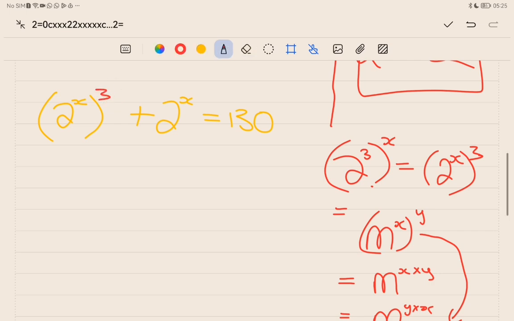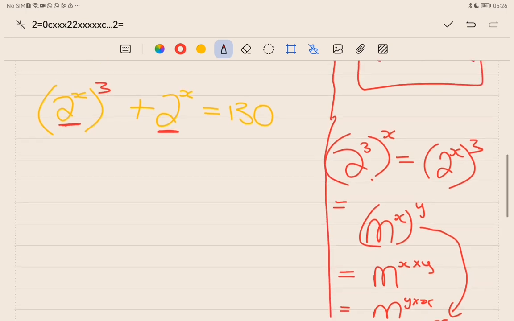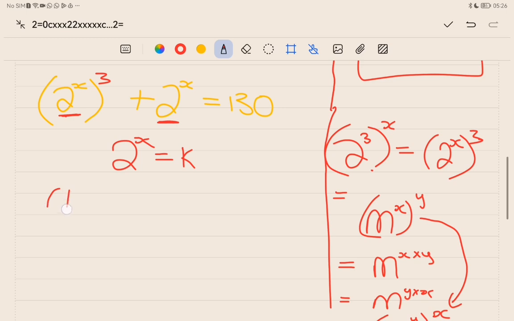Now we have something like this, and what do we realize? We realize that this is the same as this, and it consists of x, which we want to solve for. So before you get confused, you can just let 2 to the exponent x be equal to k. Then you substitute k in the place of 2 to the exponent x. Then simplify it, and you get something like this.